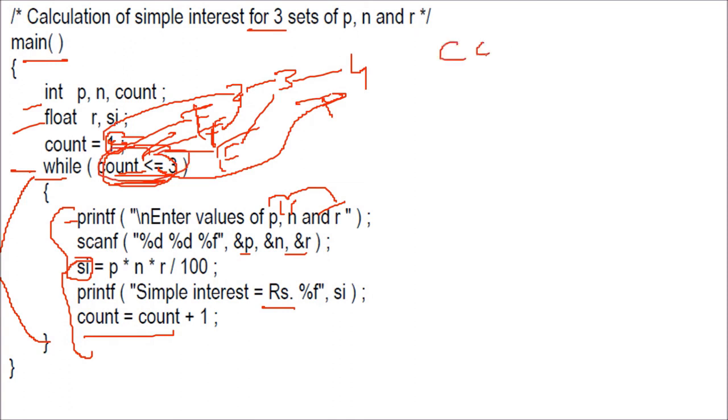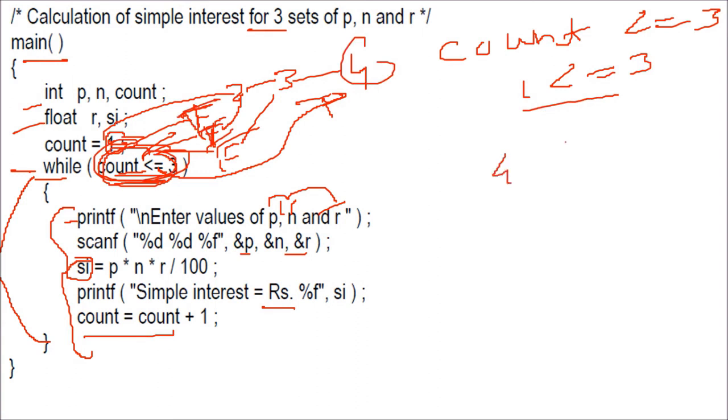But what this means is, let me explain, count less than or equal to 3. 1 is less than or equal to 3, so this is true. That is why I am saying true. When this condition becomes false, for 4 it will be false. 4 is not less than or equal to 3, so that will be false, and we come out. This is how it is being done.